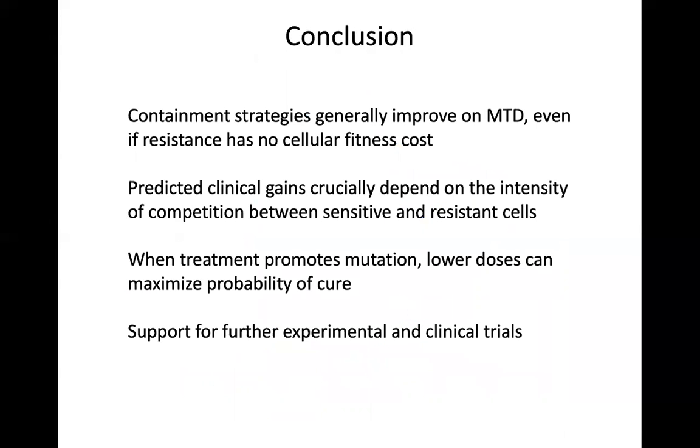So in conclusion, what I've shown is that containment strategies generally improve on MTD, maximum tolerated dose, even if resistance has no cellular fitness costs. It's a very general result. But the predicted gains crucially depend on the nature and the intensity of competition between cells. And what Timo has shown is that when treatment promotes mutation, then lower doses can also maximize probability of cure. So we find that there is definitely reason to continue experimental and clinical trials of this kind of approach in cancer therapy.